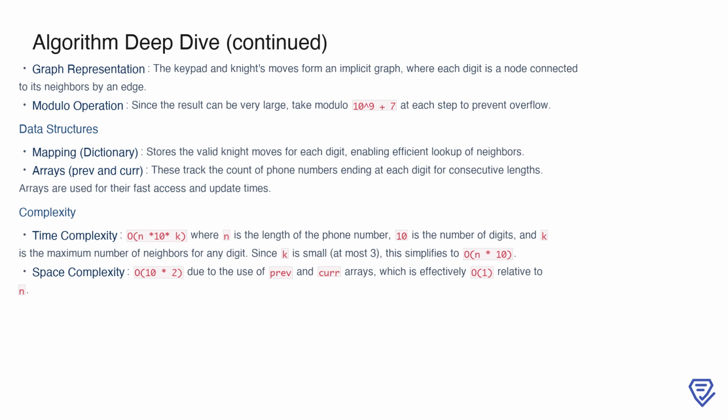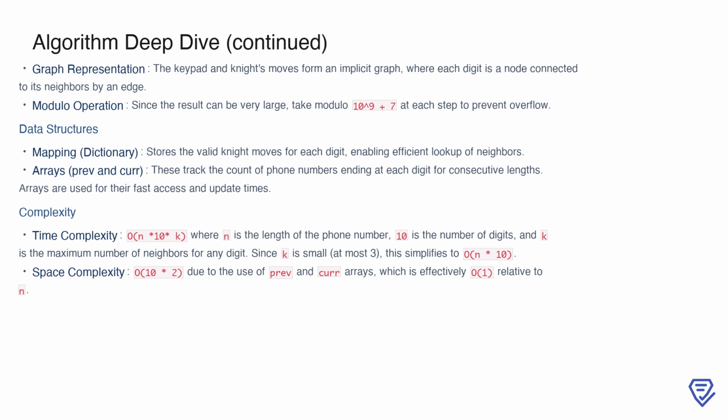As for complexity, the time complexity is n*10*k, where n is the phone number length, 10 is the number of digits, and k is the maximum number of neighbors for any digit. Since k is at most 3, this simplifies to n*10. The space complexity is 10*2, thanks to the use of two arrays, making it efficient both in time and space.